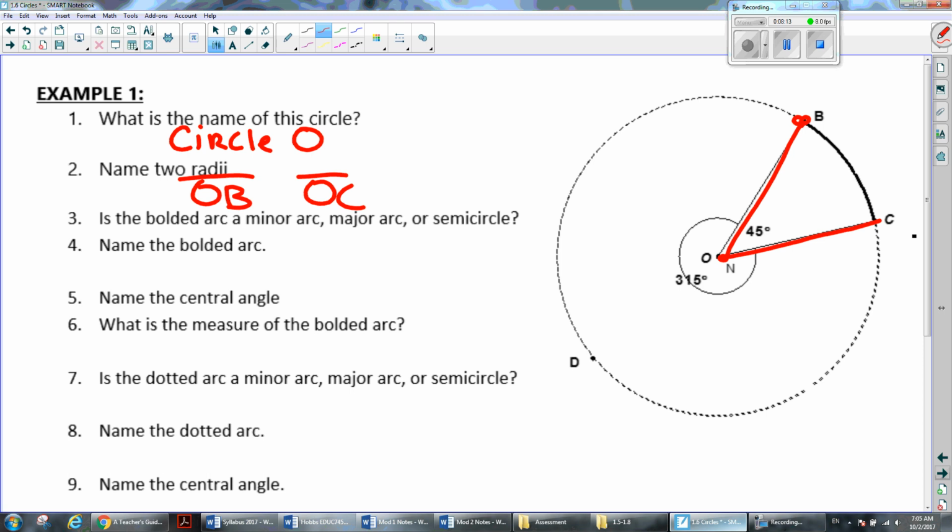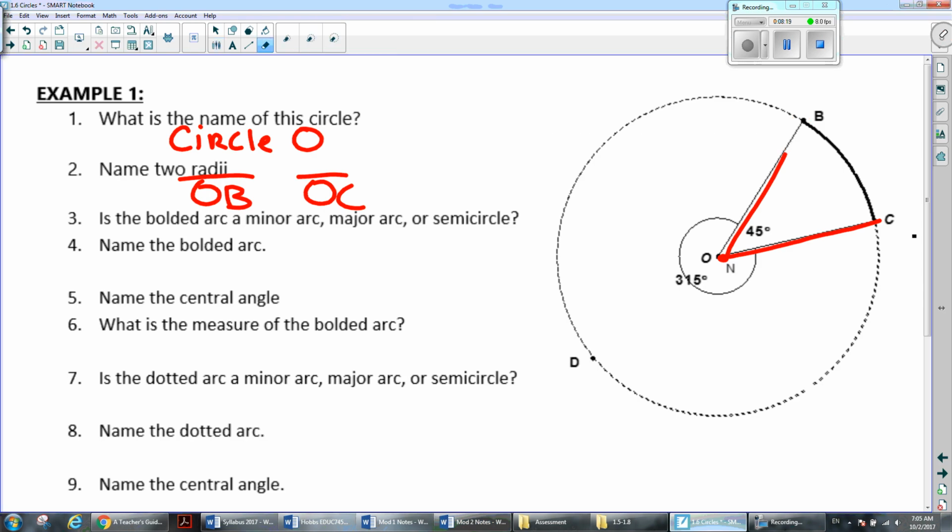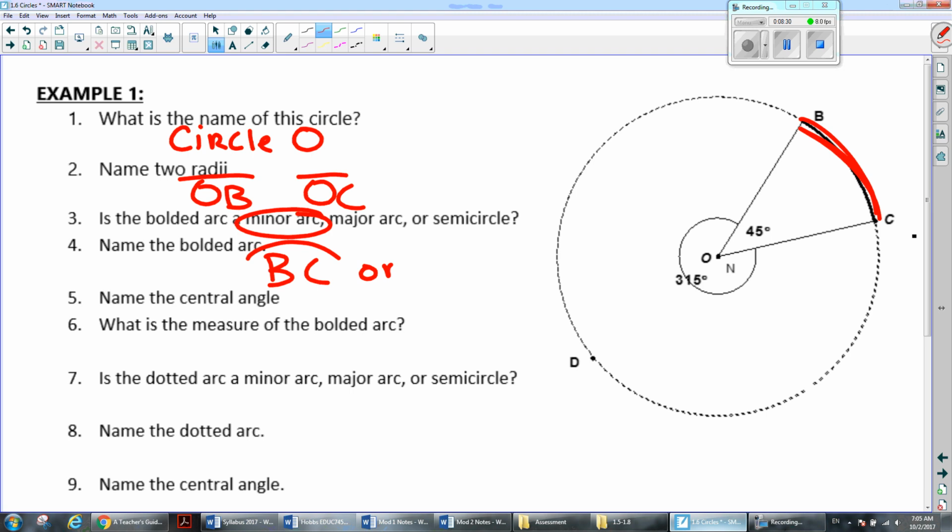Is the bolded arc a minor arc, a major arc, or a semicircle? Well, it's less than half around the circle. So this would just be a minor arc. We can name that as arc BC, or if you want to flip those around, CB, but we just need 2 letters there.